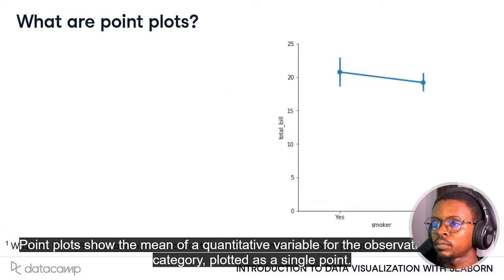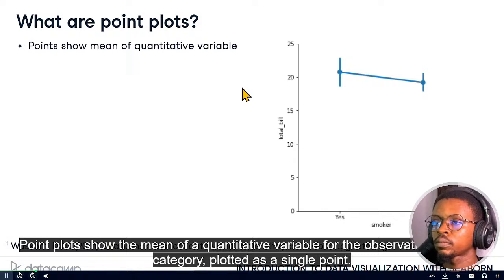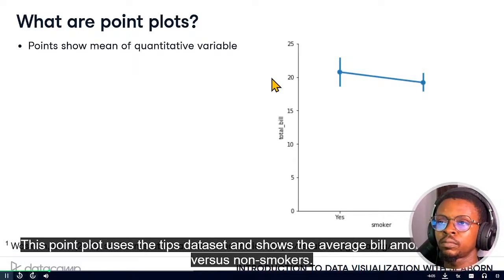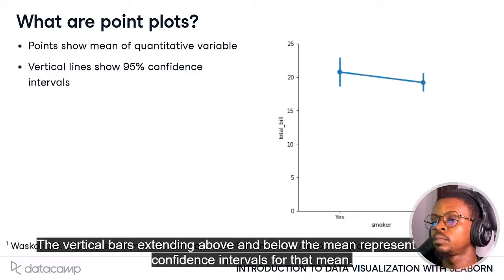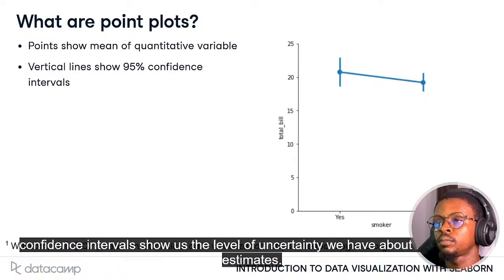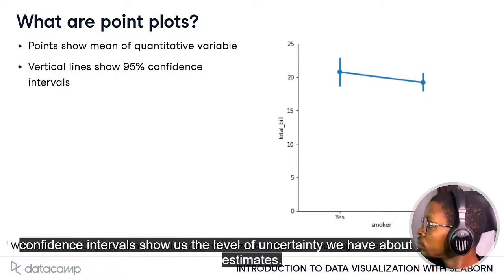Point plots show the mean of a quantitative variable for the observations in each category, plotted as a single point. This point plot uses the TIPS dataset and shows the average bill among smokers versus non-smokers. The vertical bars extending above and below the mean represent the 95% confidence intervals for that mean. Just like the confidence intervals we saw in line plots and bar plots, these confidence intervals show us the level of uncertainty we have about these mean estimates.